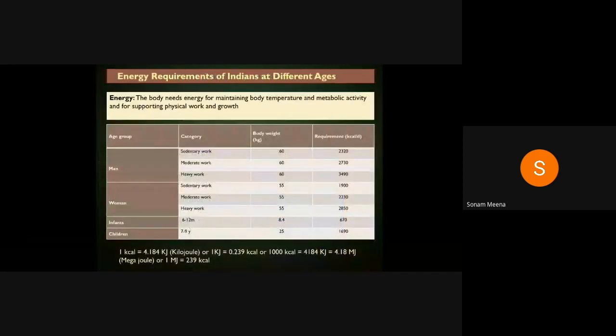And this is the energy requirement of Indians at different stages. You may take a screenshot of this. This was once asked in examination, requirement in kilocalorie per day. And also you should learn this conversion. 1 kilocalorie means 4.184 kilojoule. 1 kilojoule is equal to 0.239 kilocalorie. These things are important.